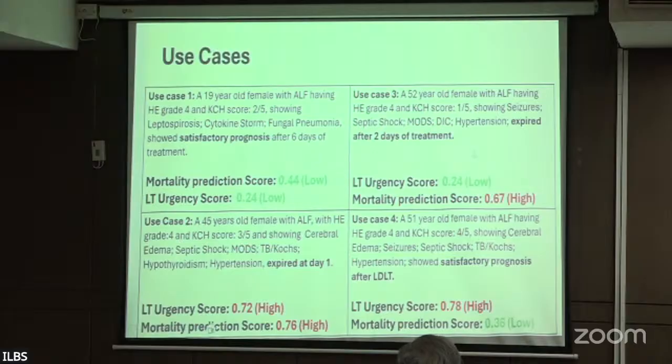So we see a patient with HE grade 4 and KCH 1, and she expired after 2 days of treatment. In that case, the liver transplant urgency was low, but the mortality prediction was very high. So the model correctly predicted. However, the LT score was low because the KCH score was very low, 1 by 5. So these are some examples.